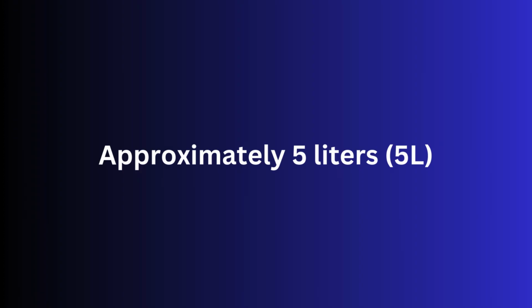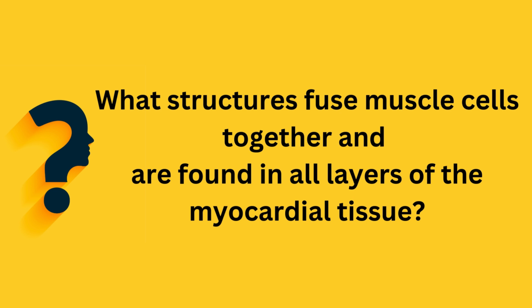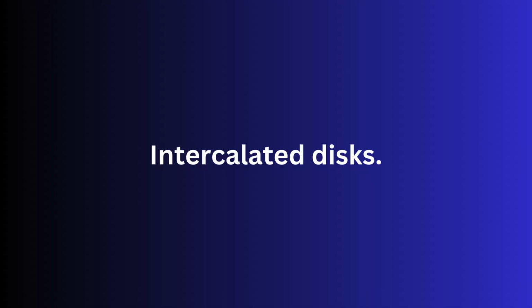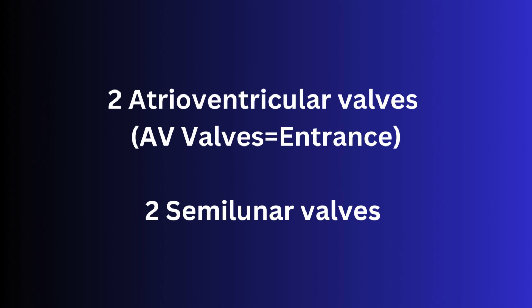Approximately 5 liters. What happens when the myocardium is stimulated? It contracts. What structures fuse muscle cells together and are found in all layers of the myocardial tissue? Intercalated discs. What are the 4 valves in the heart? 2 atrioventricular valves, AV valves, equals entrance.